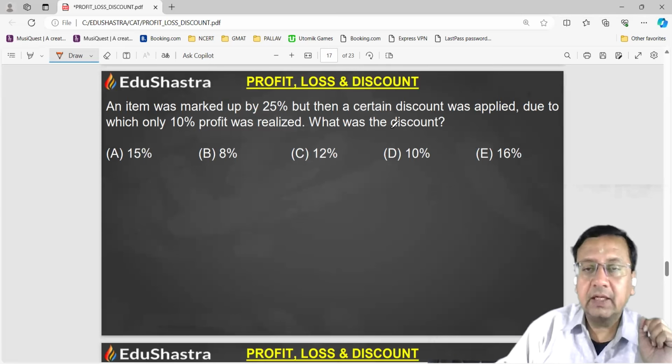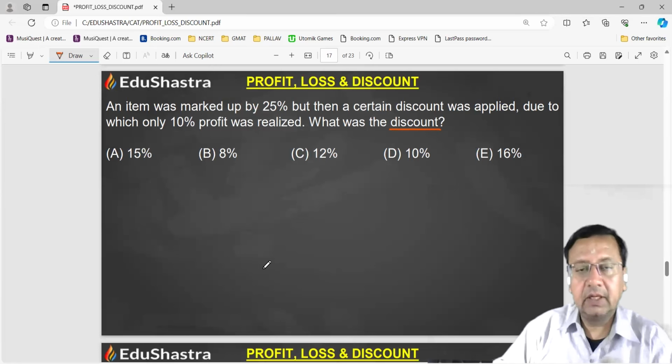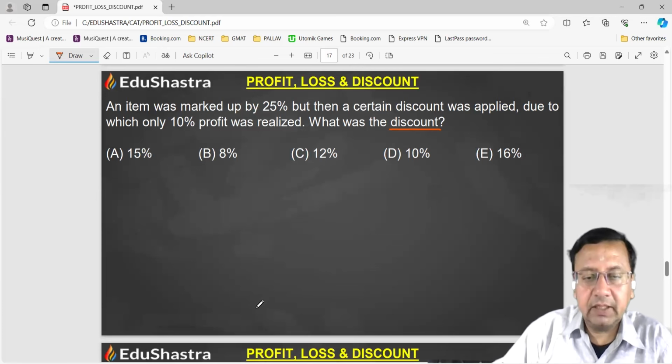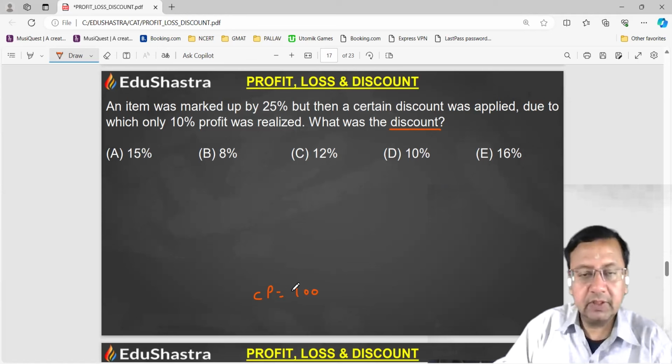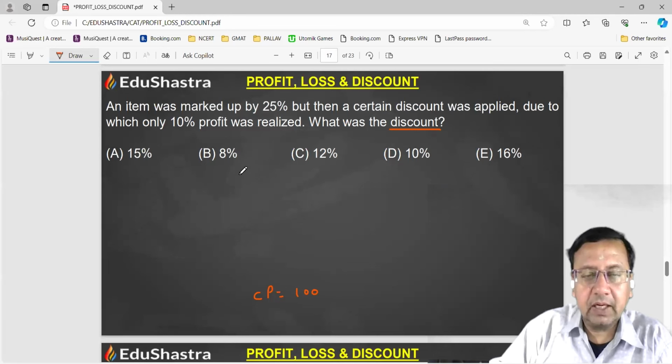Selling price. And if discount percent is to be calculated, what should it be calculated over? Marked price, right? So if I take my cost price, CP, as say 100, and I am raising the price to earn a profit, I put up some marked price, which is up by 25%.